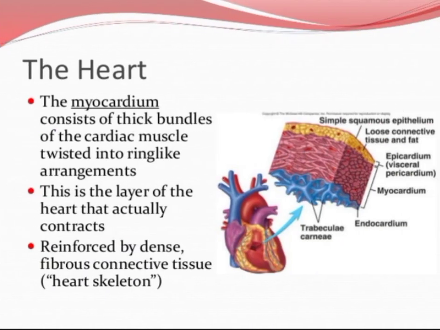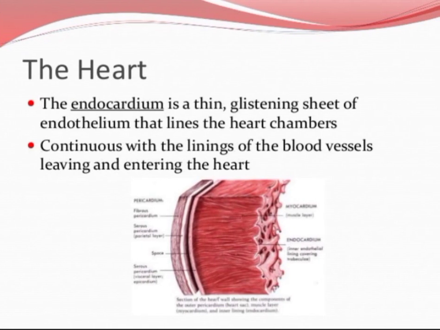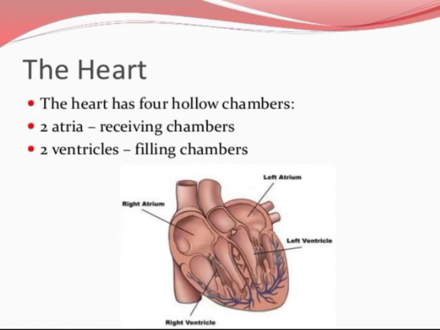The myocardium consists of thick bundles of cardiac muscle twisted into ring-like arrangements. This is the layer of the heart that actually contracts, reinforced by dense fibrous connective tissue known as the heart skeleton. The endocardium is a thin, glistening sheet of endothelium that lines the heart chambers, continuous with the lining of the blood vessels leaving and entering the heart.